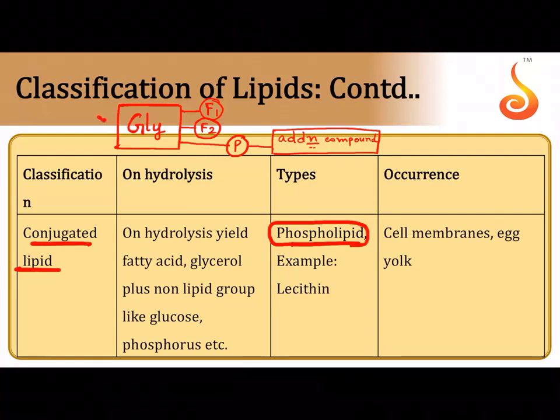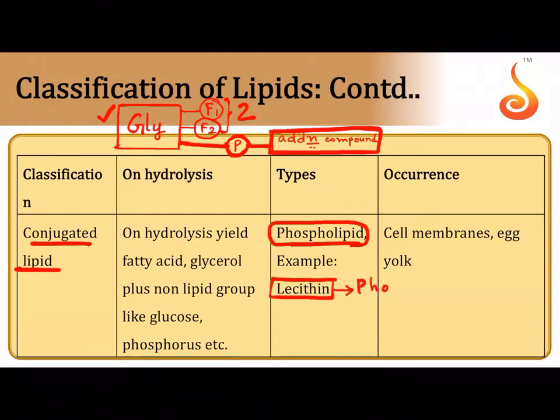See the difference? It has glycerol molecule. Usually a glycerol is bonded to 3 fatty acid molecules. But here it has only how many fatty acid molecules? 2 fatty acid molecules. The third carbon of the glycerol is bonded to a phosphate group, and then it has an additional component. This is what is referred to as phospholipid. The best example for phospholipid is lecithin. Lecithin is called phosphatidyl choline.